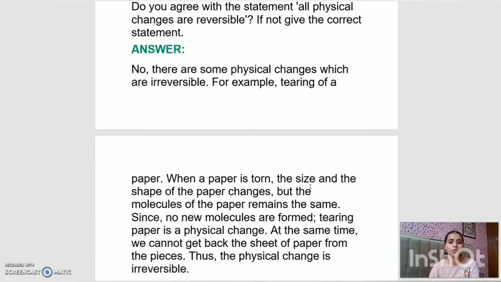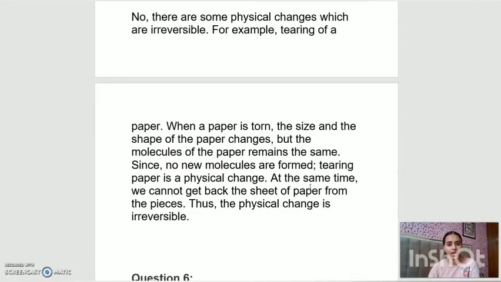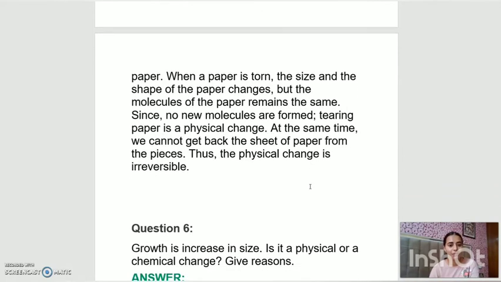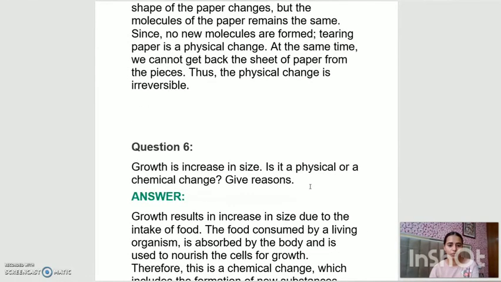For example, see, which example? Tearing of a paper. That is irreversible, right? When a paper is torn, the size and the shape of the paper changes, but the molecules of the paper remain the same. Since no new molecules are formed, tearing paper is a physical change. At the same time, we cannot get back the sheet of paper from the pieces, right? Once paper is torn into pieces, we cannot join them, right? You can do that with Fevicol and all, pasting and all that, but exactly the same we cannot form, right? So thus the physical change is irreversible.